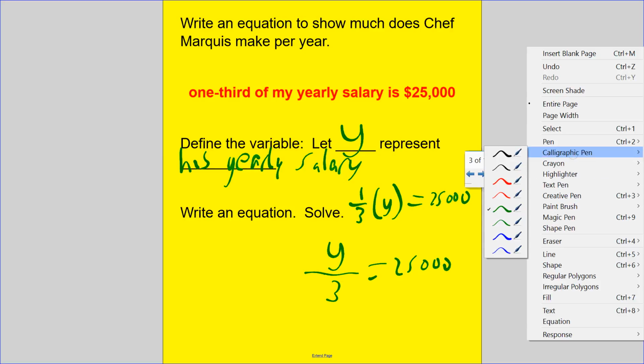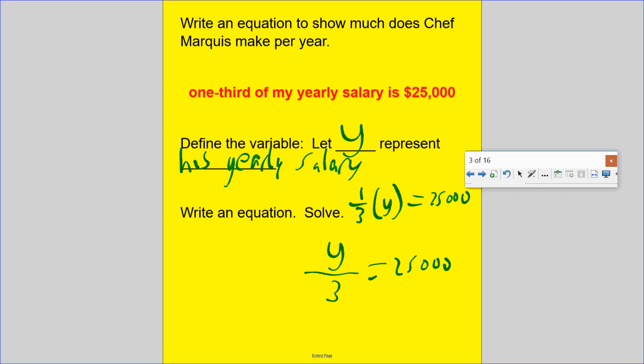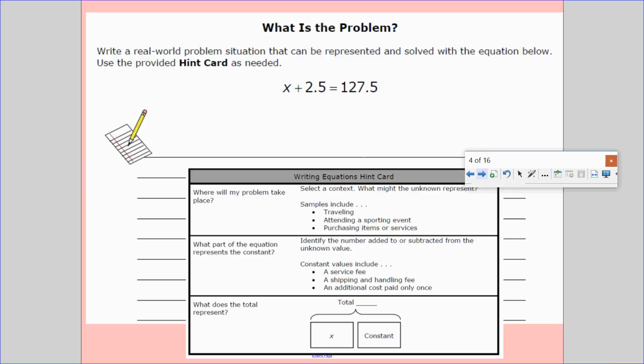Now let's solve this equation. How do I isolate this Y? What is the inverse of dividing by 3? Times 3. Times 3. This cancels. Y is equal to 75,000. So 1/3 of 75,000 is 25,000. That makes sense.